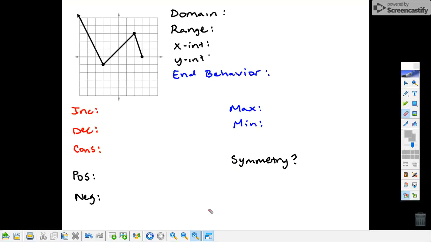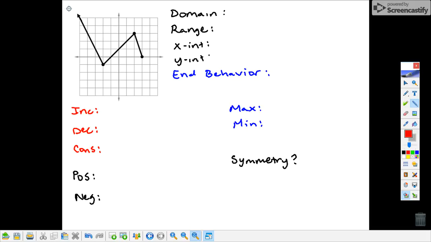All right, I just want to go through one problem where we go through how to find all the graphical features we talked about in class. So I'm going to go ahead and use this graph. This is the last example we had in class. Let's talk about domain first.